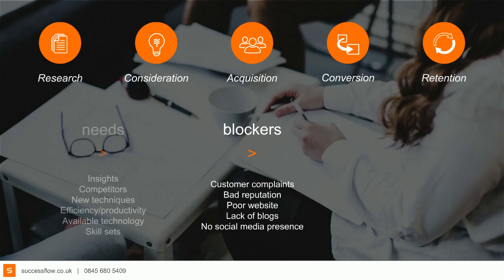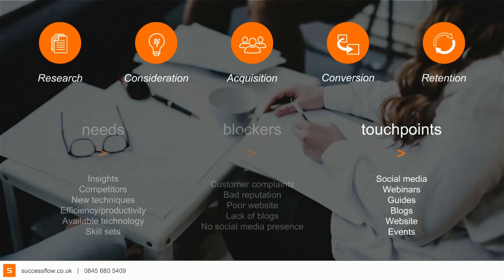Again, get these post-its on the board. Once you've gone through the needs and the blockers, then look at how they're touching your brand. Social media, webinars, guides, blogs, it's all out. We all know what kind of content we consume, but we consume it at different stages, and your persona will consume different content at different stages.